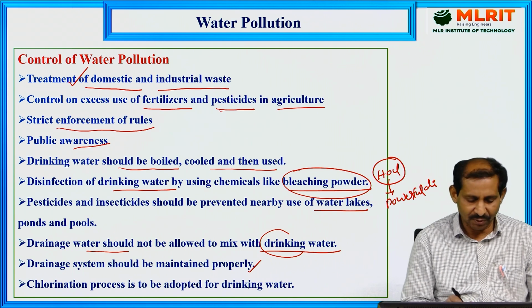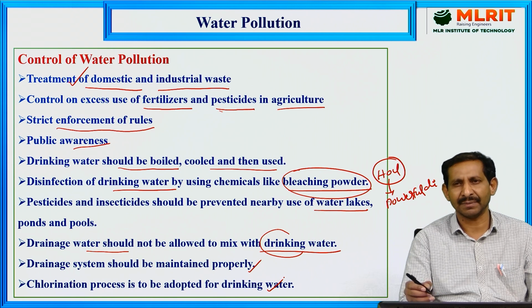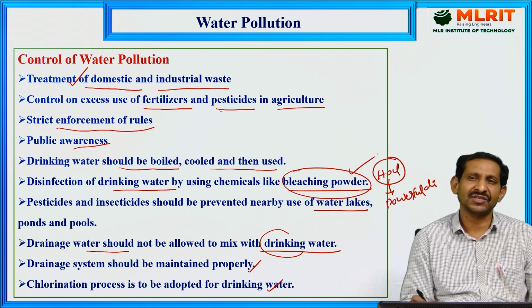The chlorination process is adopted for drinking purposes. As already discussed in the previous part, bleaching powder is used.